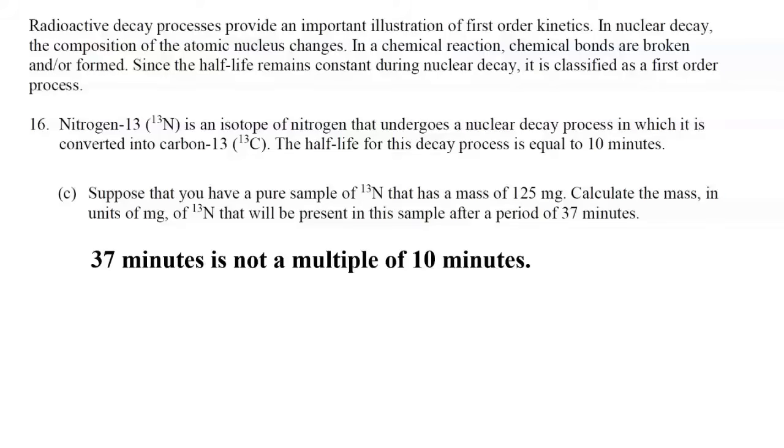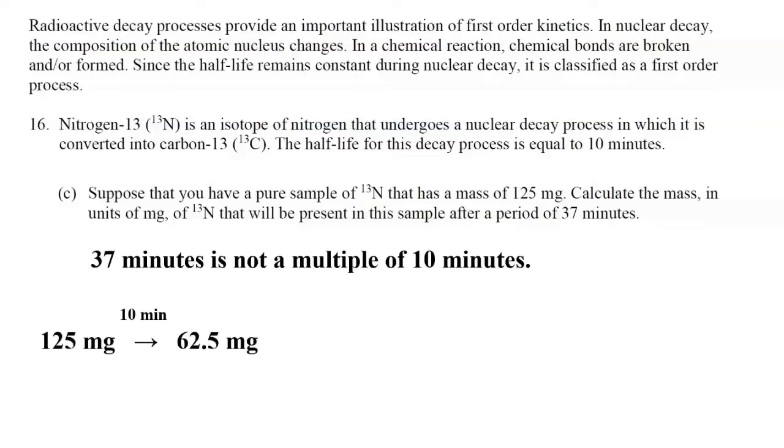So I'm going to first estimate roughly what the amount of nitrogen-13 will be by simply dividing by 2 four times in a row. So why four times in a row? Well, that would be 4 half-life periods. That would be 40 minutes.